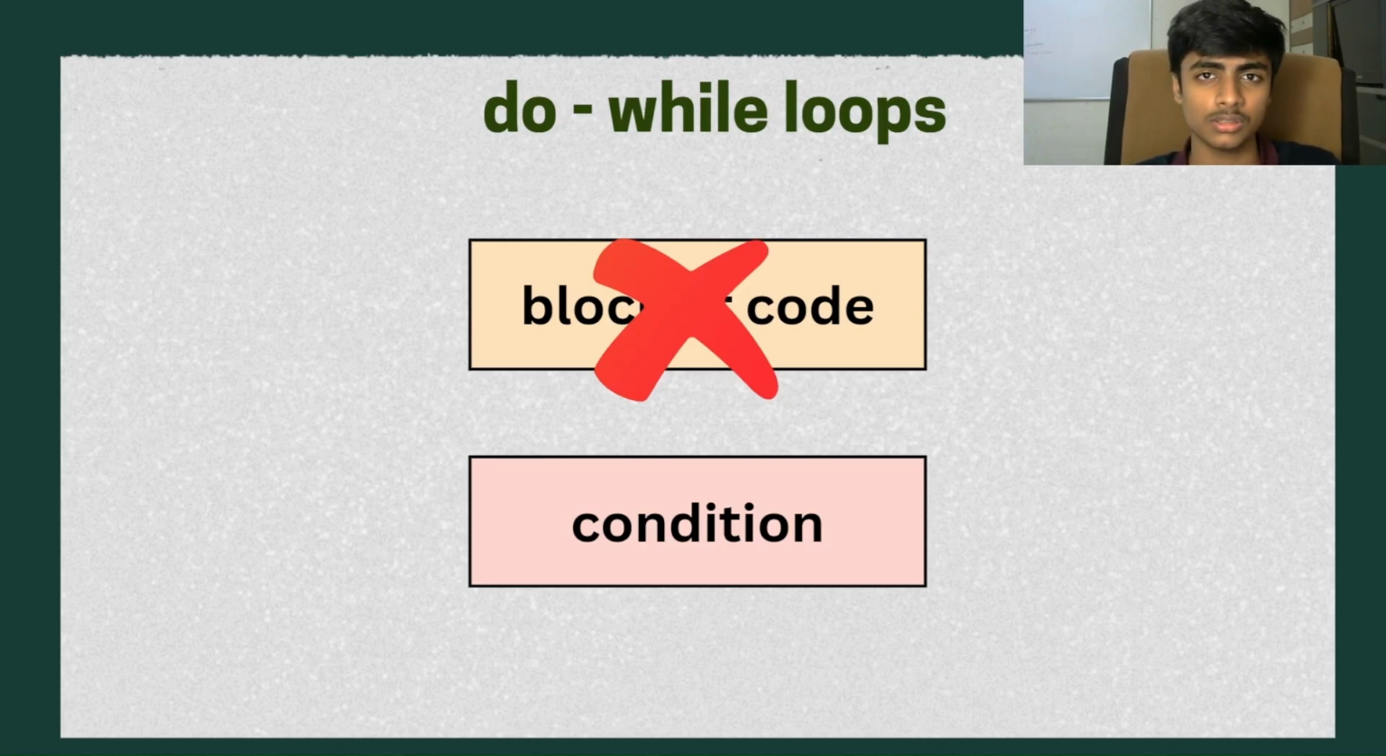The only difference between the two types of loops is the order of the process and the arrangement of the terms. In a while loop, the condition comes first and the block of code comes next. In a do while loop, the block of code comes first and then the condition is checked.